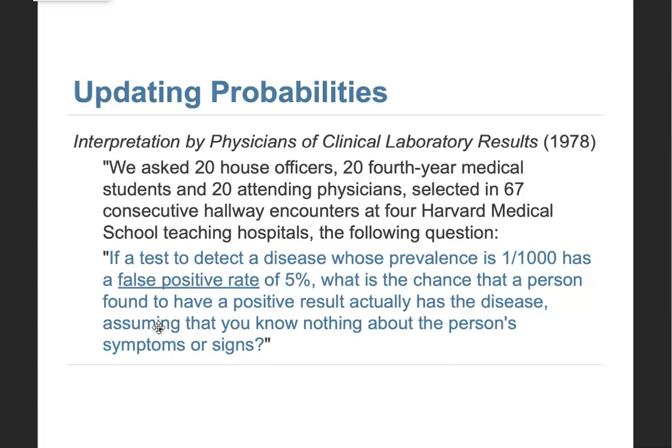Say a test is used to detect a disease, where the chance of having this disease is 1 out of 1,000, but the test has a false positive rate of about 5%. What is the chance that a person who tests positive actually has the disease, assuming you know nothing about the person's symptoms or signs?